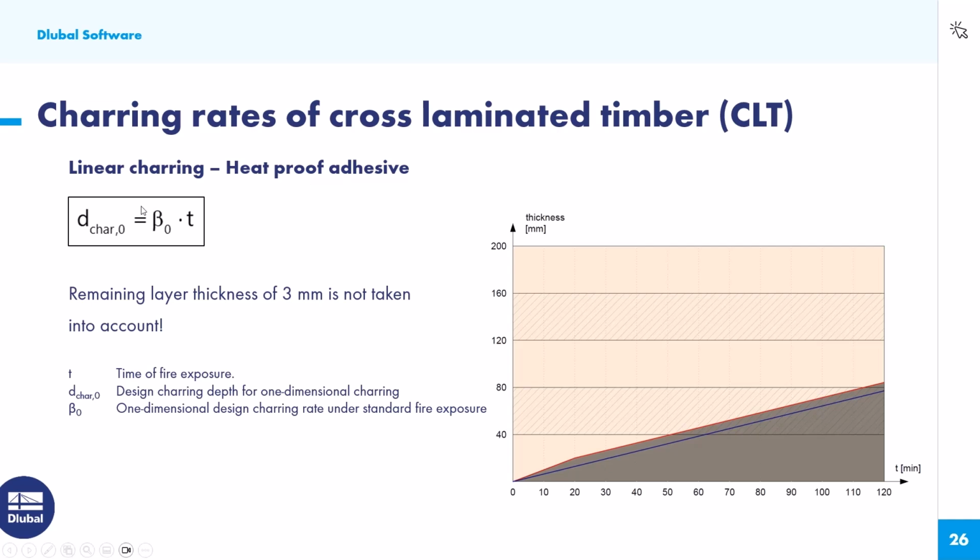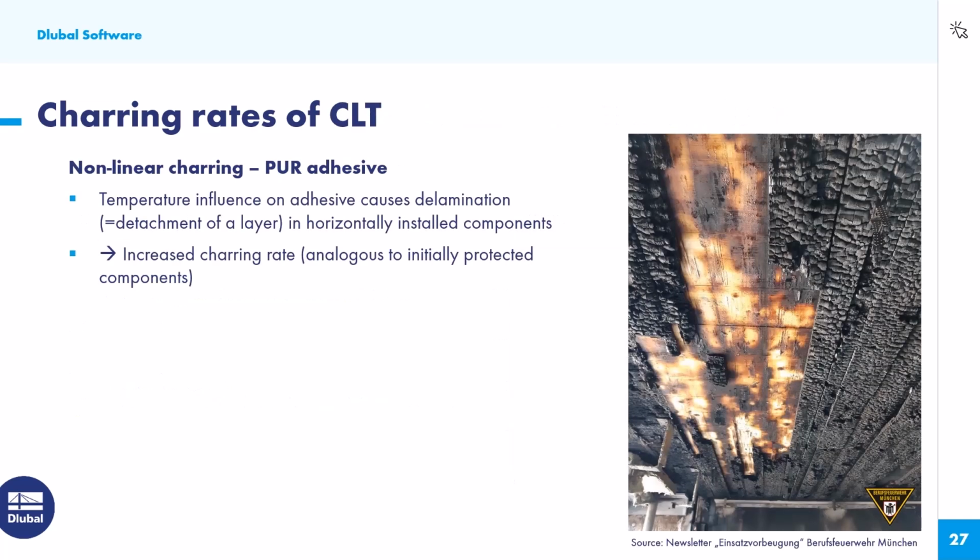Mostly this is not the case for CLT, so I don't know any producer. Maybe there are producers which use heat-proof adhesive, but it is more common to use non-heat-proof adhesive, like the polyurethane adhesives. In this case, we need to consider non-linear charring, because the temperature influence on the adhesive causes delamination.